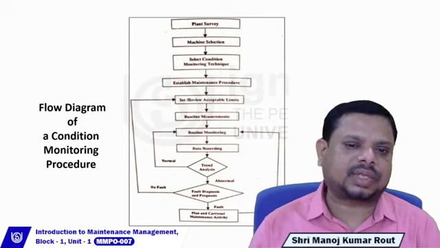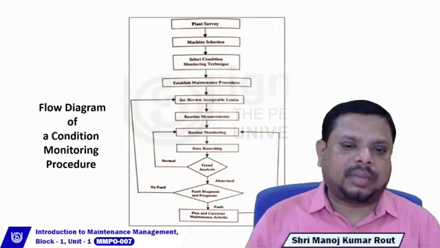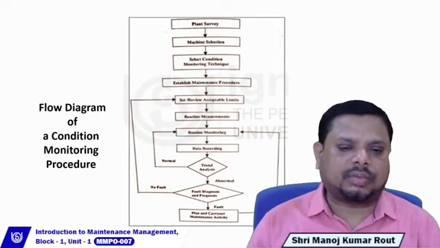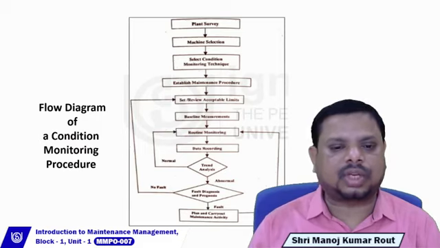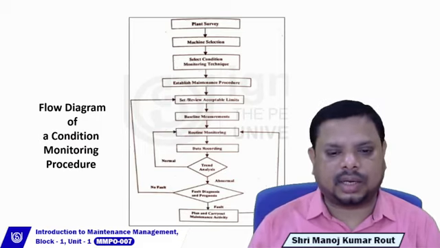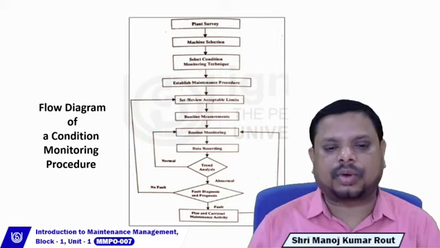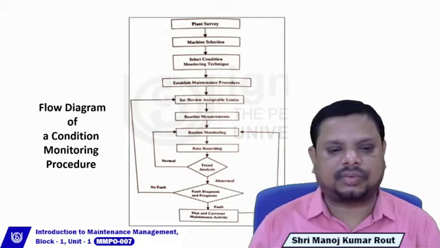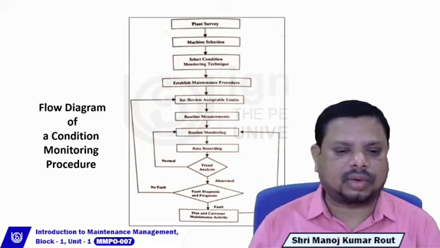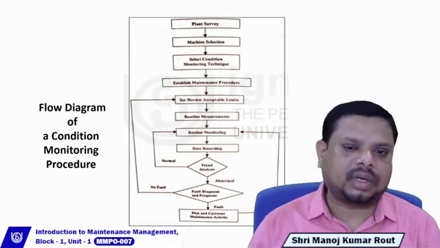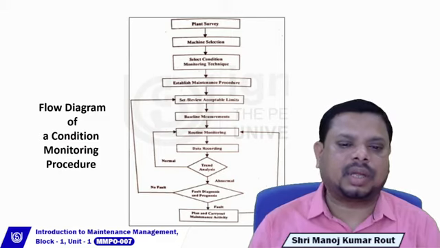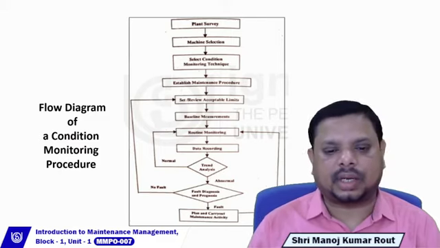The next is to set and review the acceptable limits. Then baseline measurement should be done. Under baseline measurement, so many parameters are there. Then we have routine monitoring, then data recording. Then you have to perform the trend analysis. If the trend analysis is not up to the levels, again you go back to set and review the acceptable limits, then baseline measurement, then routine monitoring, then data recording.